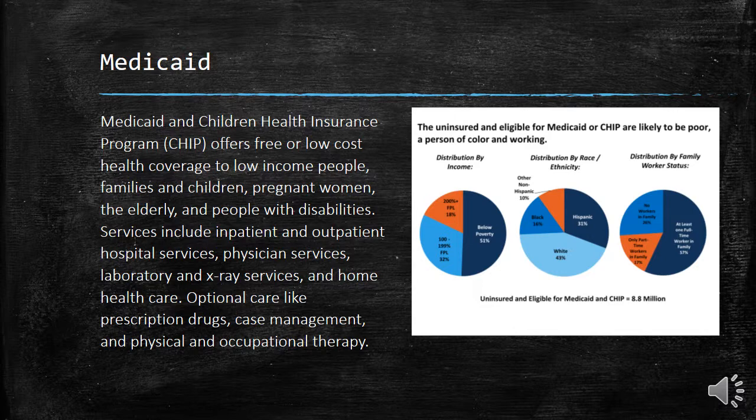Medicaid. Medicaid and the Children's Health Insurance Program, CHIP, offers free or low-cost health coverage to low-income people, families and children, pregnant women, and the elderly, and people with disabilities. Services include inpatient and outpatient hospital services, physician services, laboratory and x-ray services, and home health care. Optional care includes prescription drugs, case management, and physical and occupational therapy.